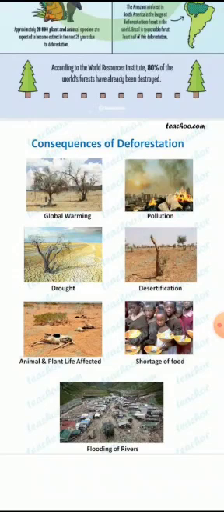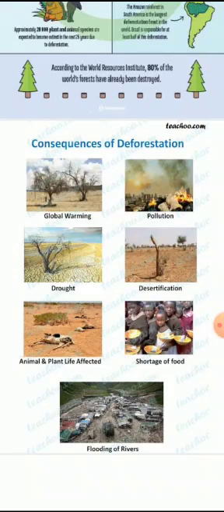And the next consequence is animal and plant life affected. Yes, when there is no forest area, if there are no trees, there are no plants, you could see that the herbivores will lack food and they lack their habitat also. There is not enough food for the herbivores. Herbivores are the plant eating animals, and after herbivores come another group of animals called carnivores. The carnivores depend on the herbivores for food. If there is no food at all, plant and animal life will definitely be affected.